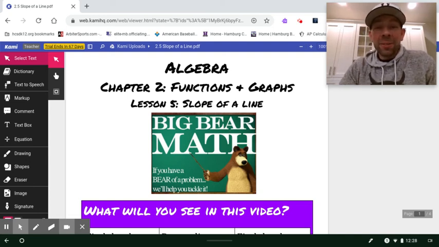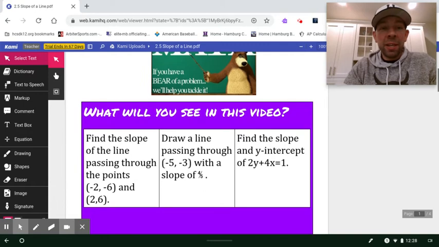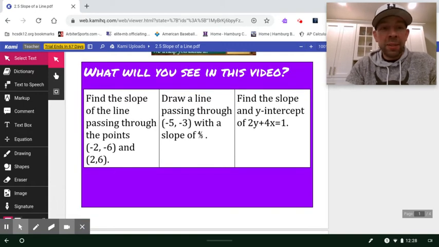And today we're going to talk about the slope of a line. This is one of the most paramount concepts in all of math. This idea of slope is going to carry you all the way up into calculus. So what can we expect to see in tonight's video? This is what we're going to see by the time it's all said and done.